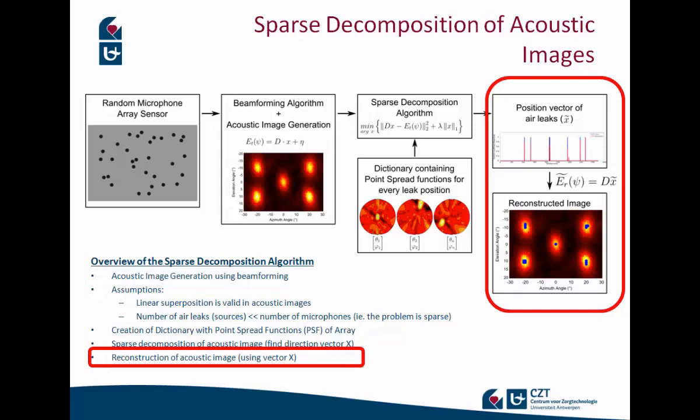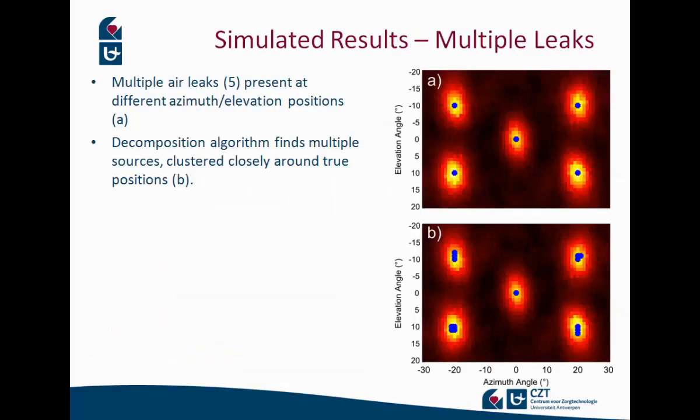We'll see that in the experimental results. So in the first case, we have 5 air leaks. They're spaced a bit arbitrarily. And when we try to decompose it using this sparse technique, you can get the multiple sources, but often they're a bit clustered around the true positions.